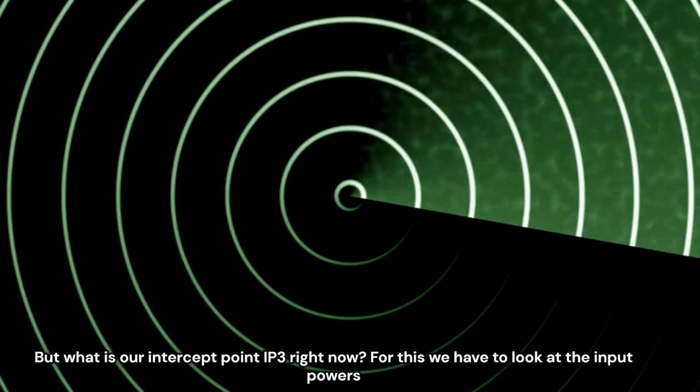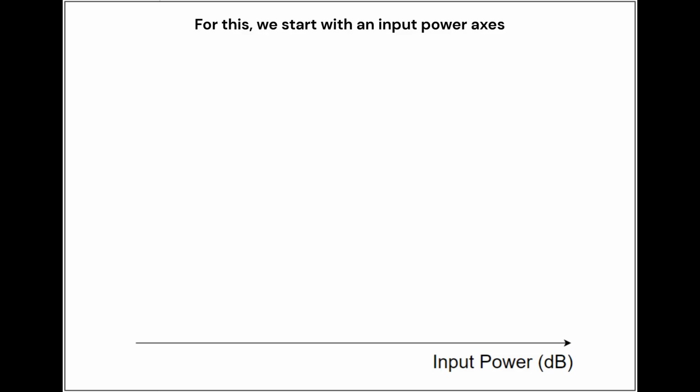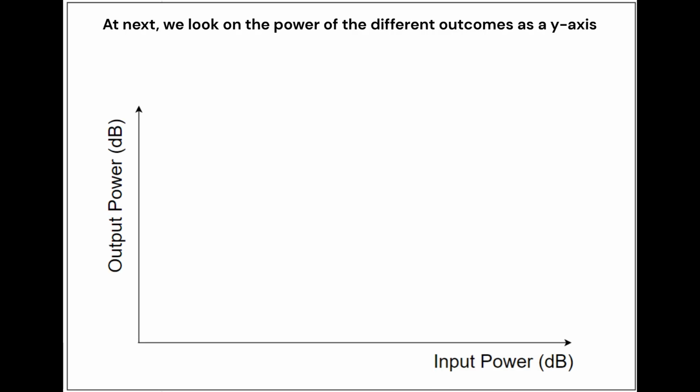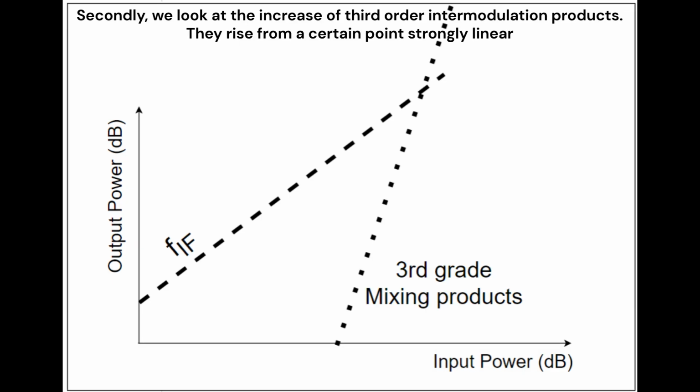For this, we have to look at the input powers. First, the idea is how much input power we can feed in the mixer until nonlinearity dominates. For this, we start with an input power axis. Next, we look at the power of the different outcomes as a y-axis. We imagine the mixer as perfectly linear and draw our diagram of the output-input ratio of our wanted signal. Secondly, we look at the increase of third-order intermodulation products. They rise strongly from a certain point.